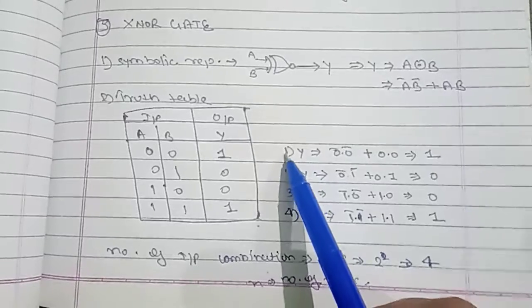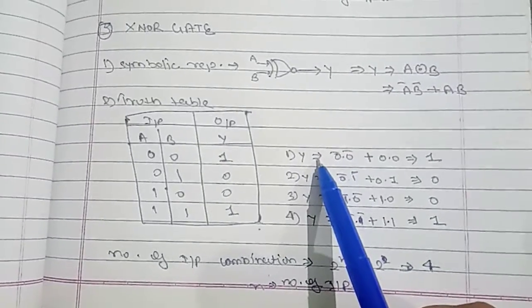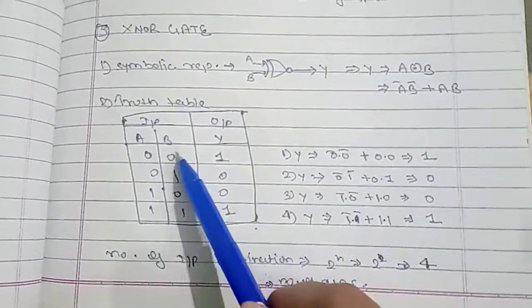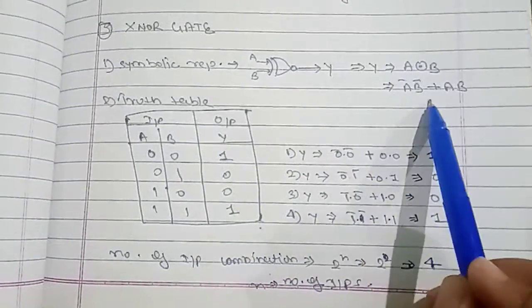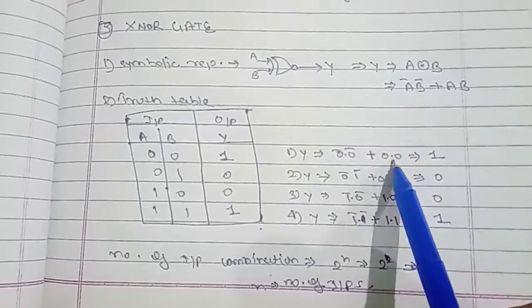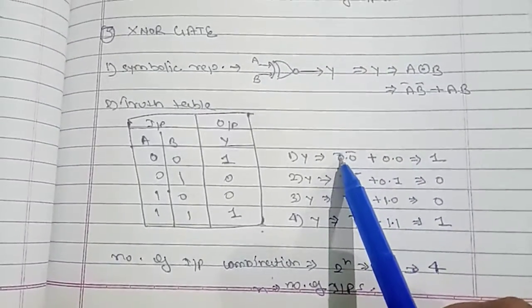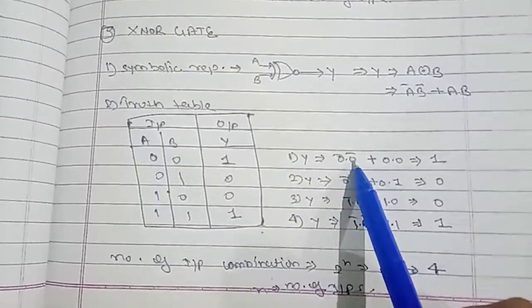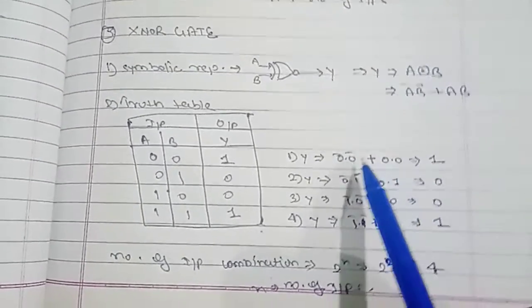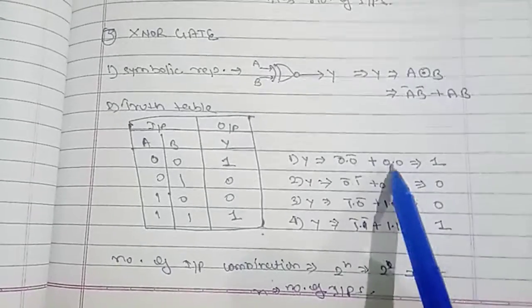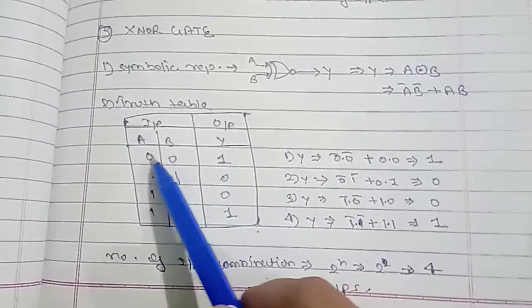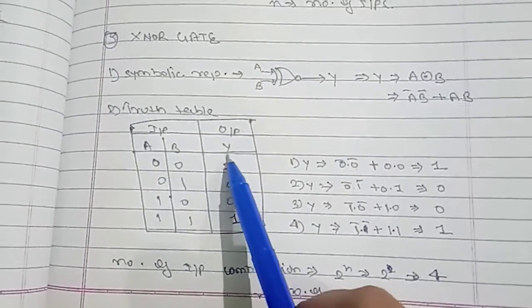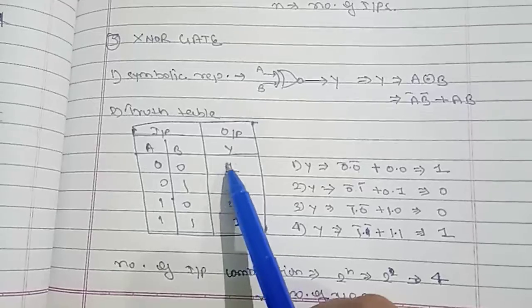Okay, so in the first case if we calculate the Y value, A and B both values are 0. So A bar B bar means 0 bar, plus AB means 0 dot 0. So this will be 1, this one is also 1. So 1 dot 1 will give 1, and this value is 0. So 1 plus 0, the overall value will give 1. Okay. So first if both inputs are 0 0, then output will be 1.